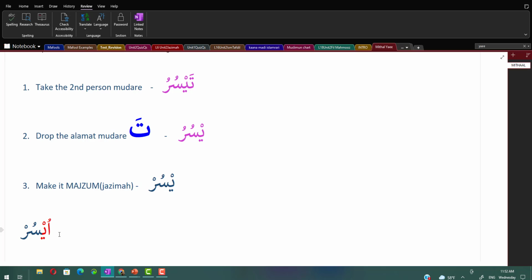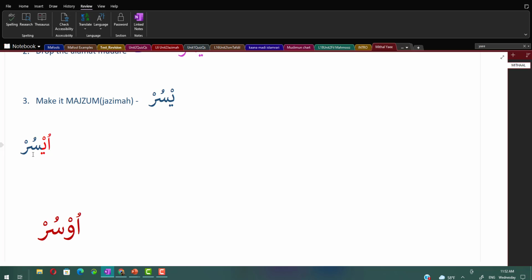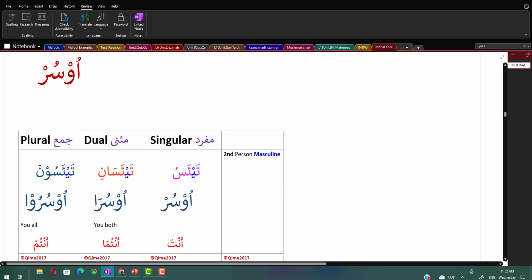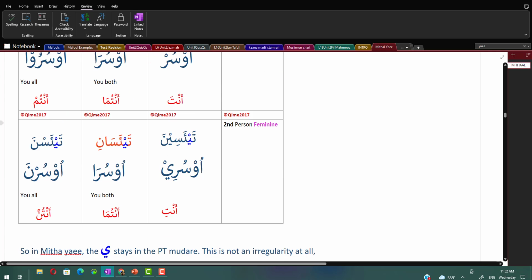So uisur doesn't sound right. So what they do is they make it smooth. How do they make it smooth in mithal yaee? They convert the ya with a sukoon to a waw with a sukoon. So instead of uisur, they make it usur. This is much smoother than uisur, right? So this is the change that happens in the amr. That's why I've taken the example from family karuma yakrumu to show you what changes happen. And the chart is usur, usura, usuru, usuri, usura, usurna.